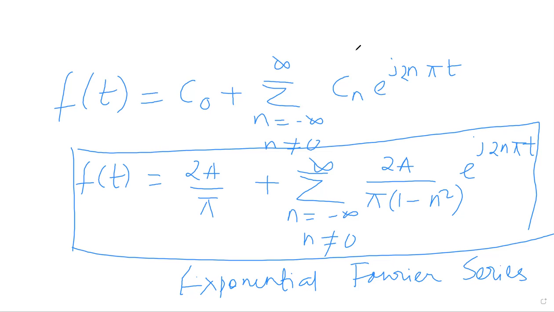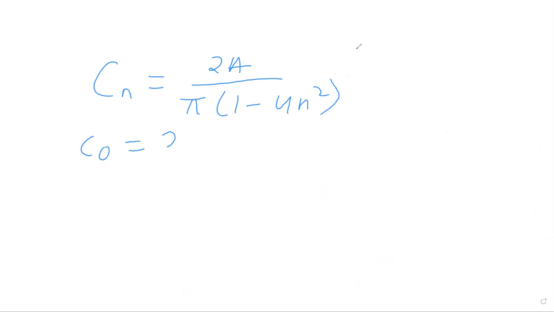Okay, now the second part in the question is to plot the magnitude and phase. For that, you only need Cn. As we got, Cn is equal to 2a by pi into 1 minus 4n square. Now you substitute different values of n. For example, C0 you already got, and you substituted and got it as 2a by pi.